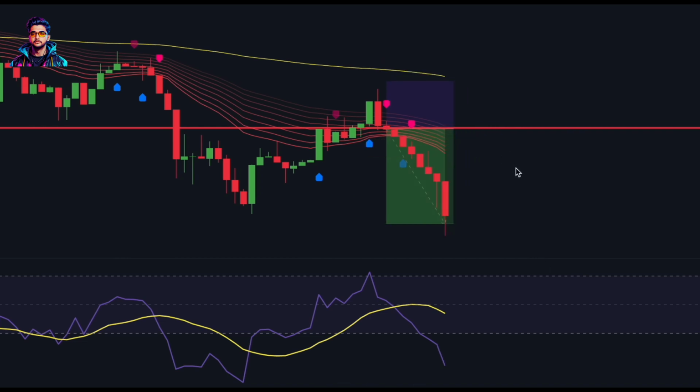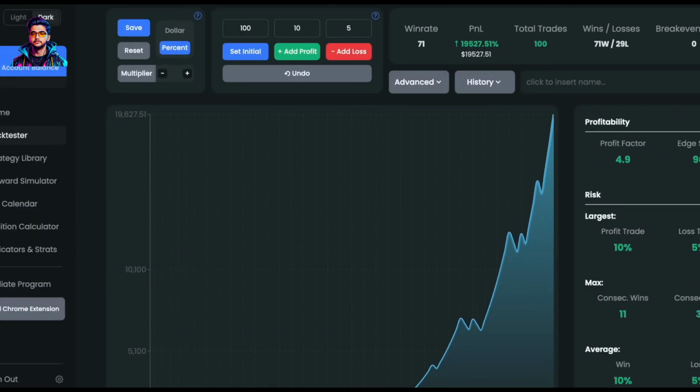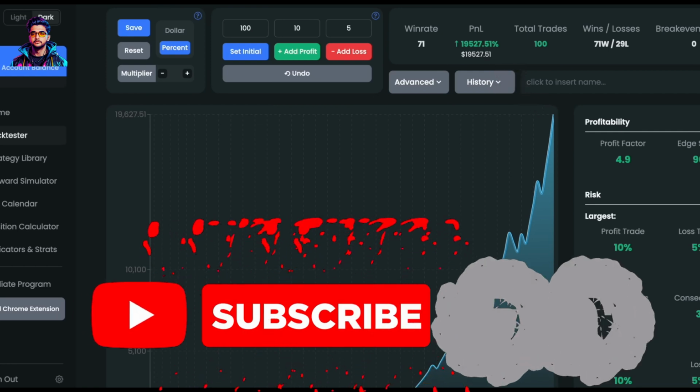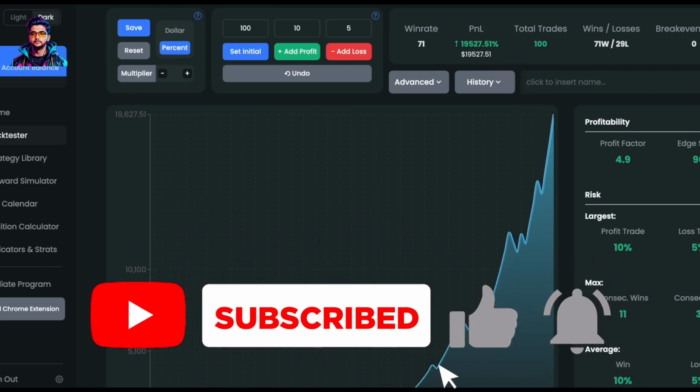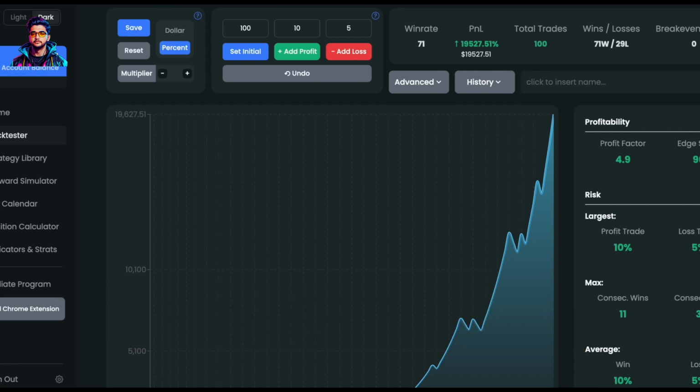Okay, now that we know the rules, let's move on to the backtesting results. So the starting account balance was set at $100, and after 100 trades, the strategy increased it to $19,527. I find it funny that the strategy's win ratio isn't even the highest out of all the strategies I've tested so far. The truth is, this particular strategy involves a bit higher risk than the usual strategy you might find on my channel.